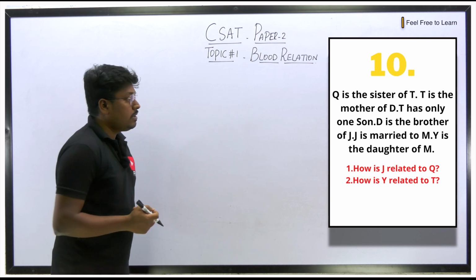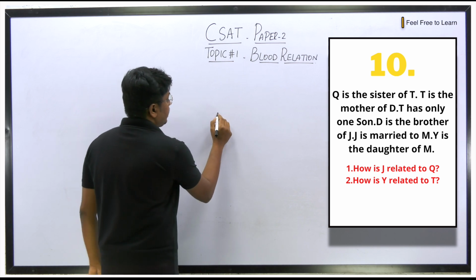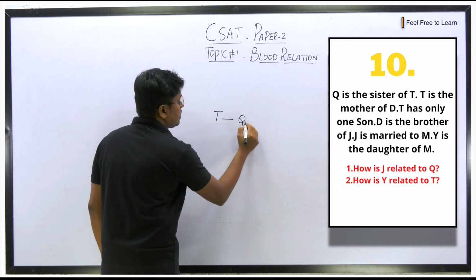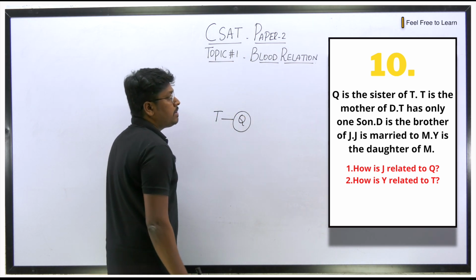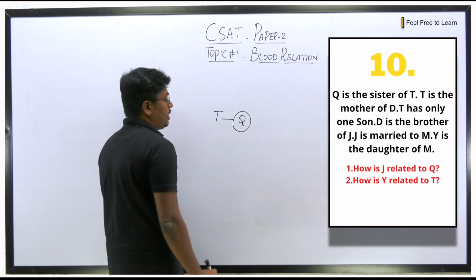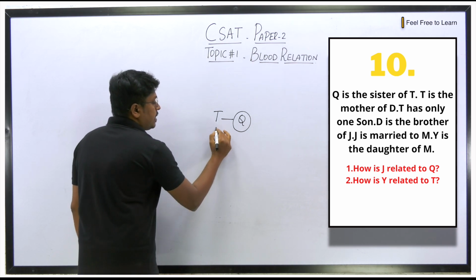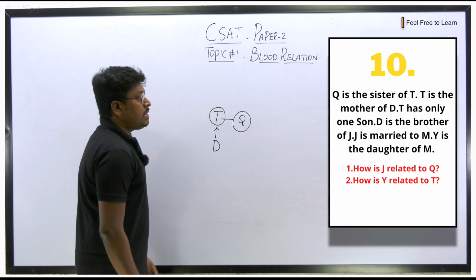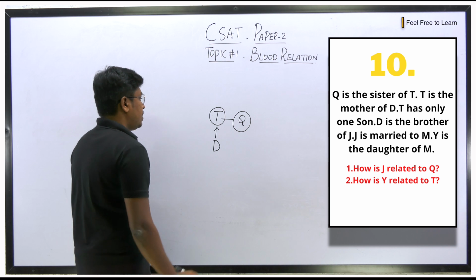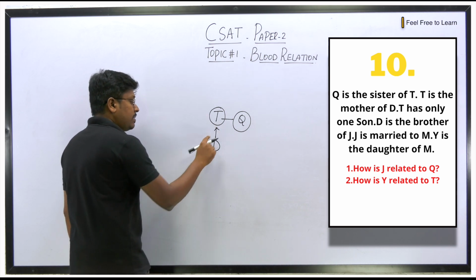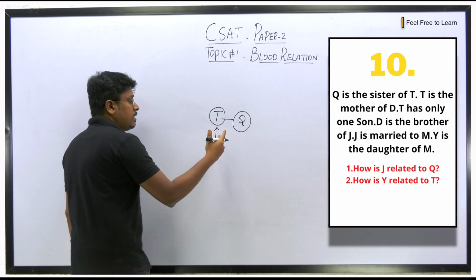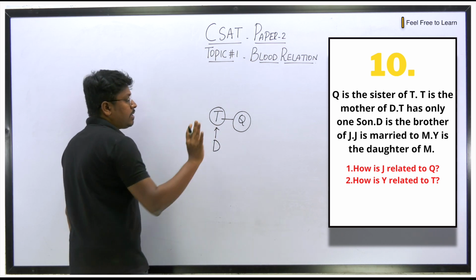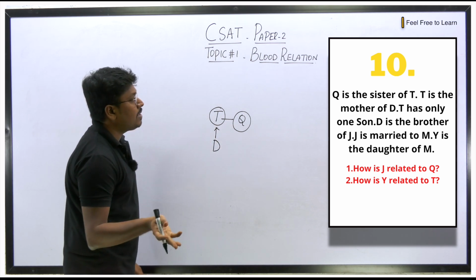Set number 10. Q is the sister of T. So T is calling Q a sister, so Q will be the female person. T is the mother of D. So D's mother is T, so T will be the female person again. T has only one son. So if T has only one son, D can be that son, or any other person can be there. So let me keep that point aside and move on to the next point.